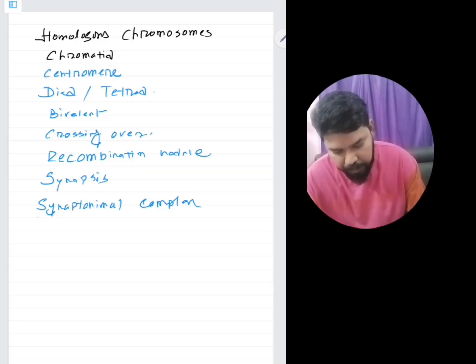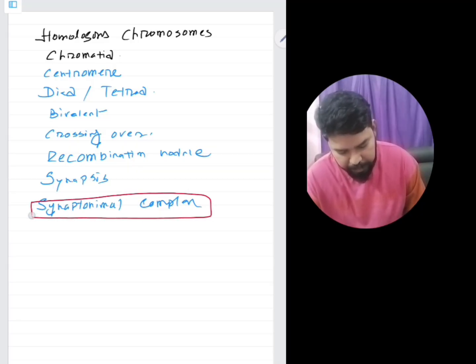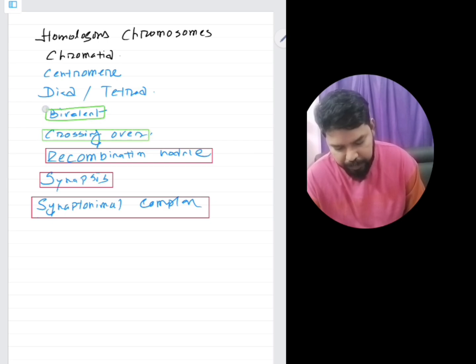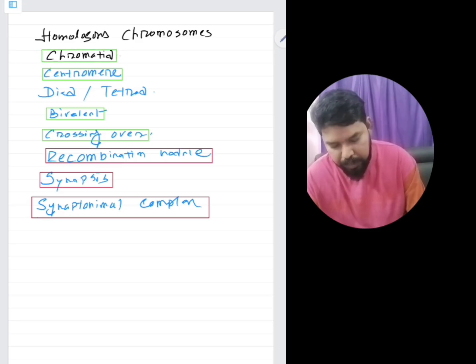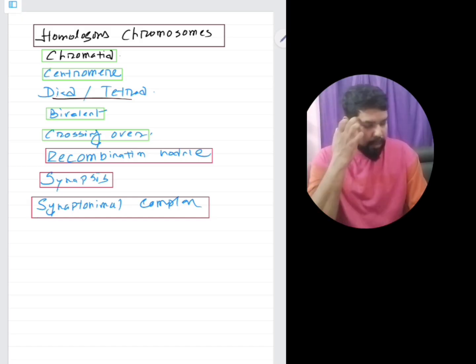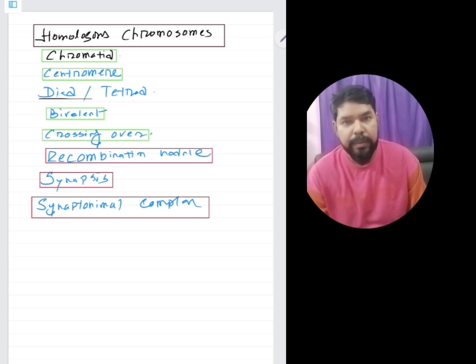If you have understood them perfectly, then you will understand the concept of meiosis in a better way. Now let me draw the homologous chromosome. Let me show you the position of the centromere, then the position of the chromatid. Let me show you what homologous chromosomes are.